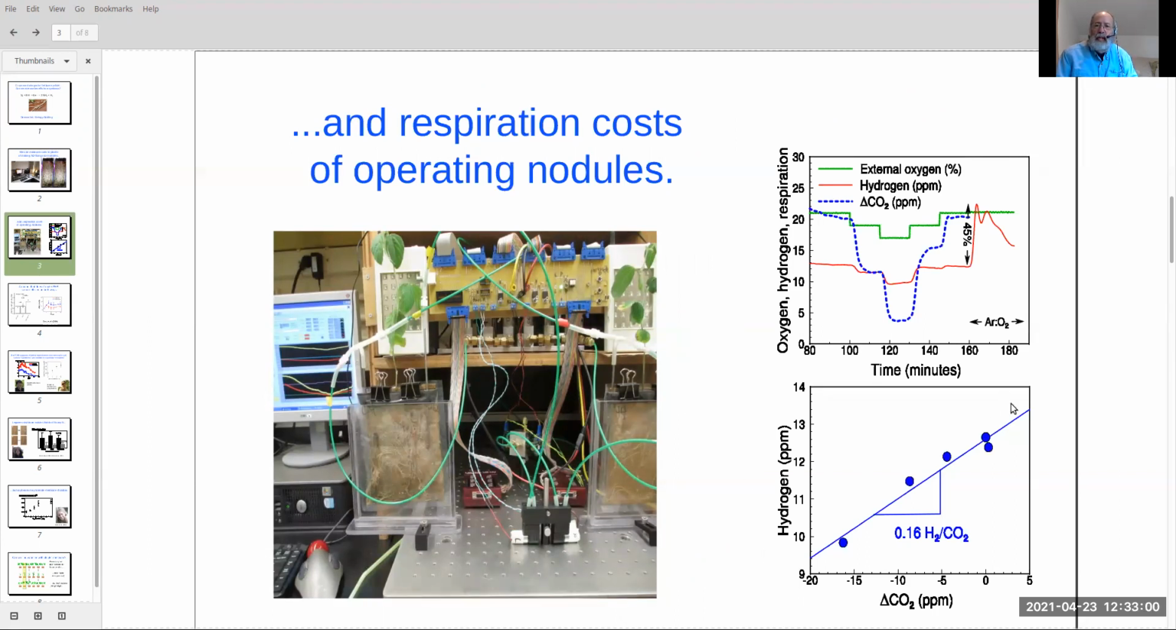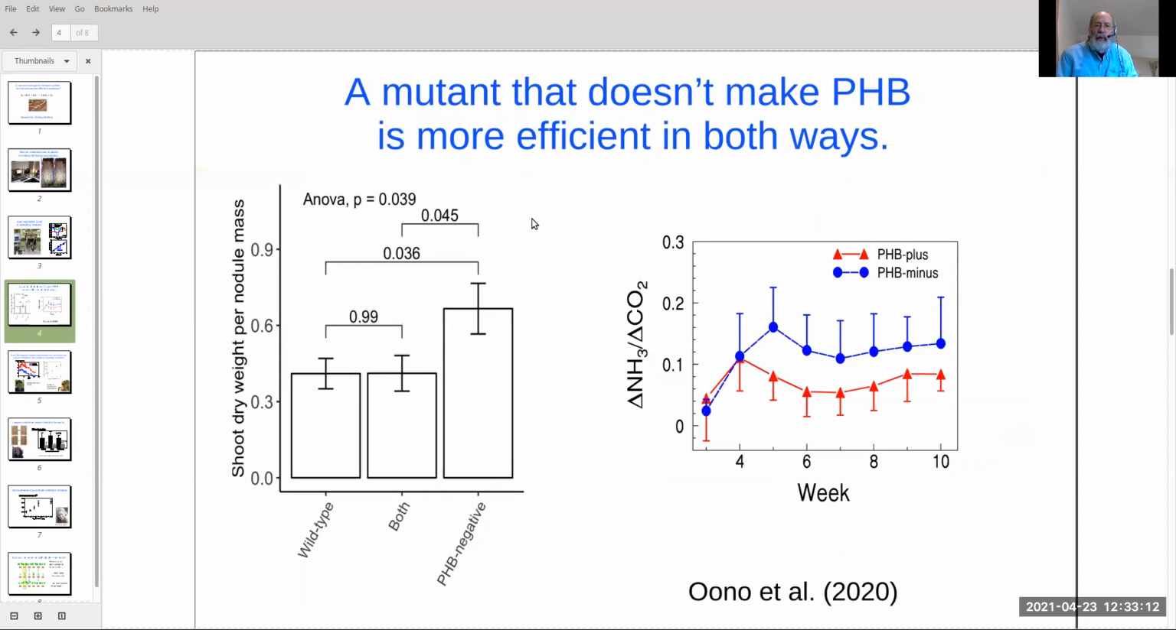But basically the slope of this line, this is the benefit that the plant gets and the respiration cost. And so recently we looked at a mutant that doesn't make a lipid PHB that the wild type rhizobia make. And that, of course, requires diverting resources from nitrogen fixation. So it's not surprising that both in terms of how much shoot growth you got relative to nodule weight and in terms of how much nitrogen was fixed relative to respiration, by both criteria, the mutant without the PHB was more efficient.